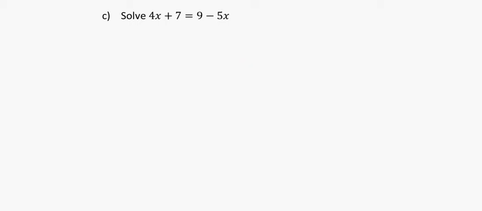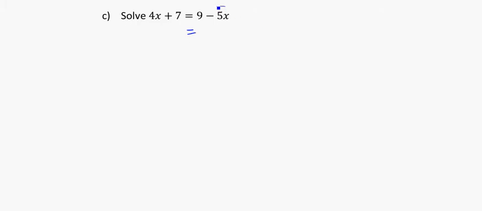For question C, we have a nice basic equation here where we've got a couple of terms, and we notice that there are x's on both sides of the equation. So 4x plus 7 is equal to 9 minus 5x. And one thing I want to think about is let's get all of the terms with x's to one side of the equation, and all of the terms with numbers or no x's to the other side of the equation.